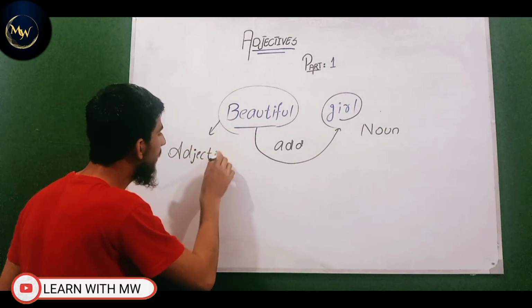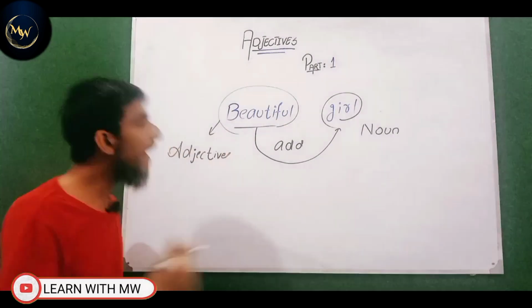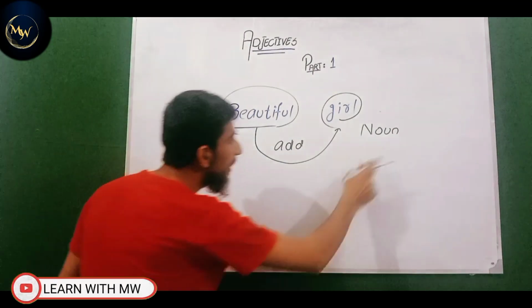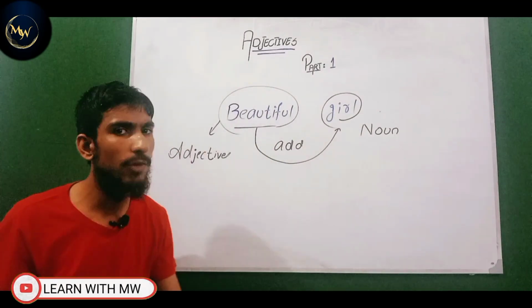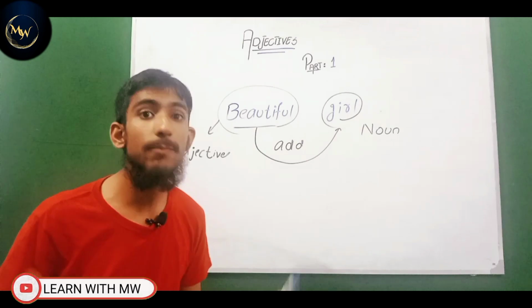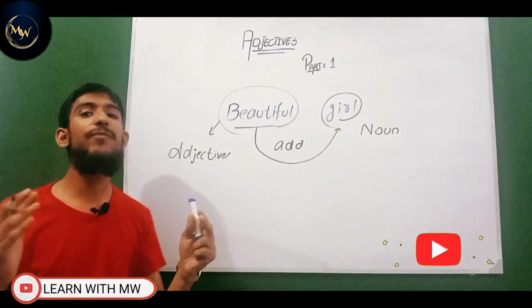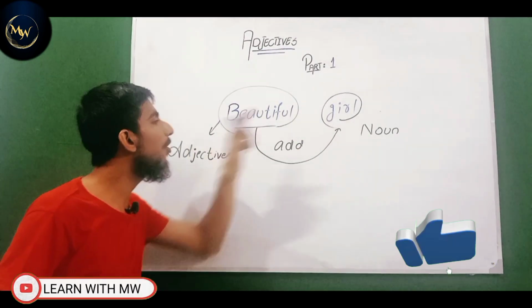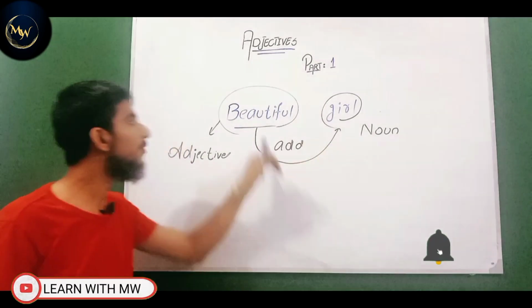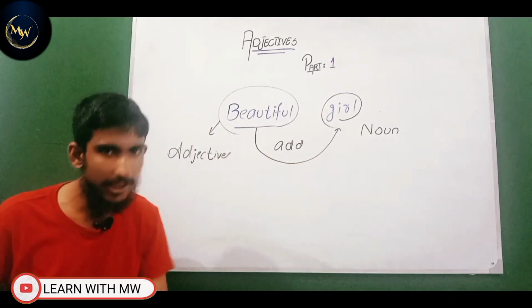What is it? It is adjective. Why is it an adjective? Because it adds meaning to a noun. Girl is a simple word. It's a noun, a naming word. It's a name, girl. But when we say beautiful girl, then that word beautiful adds meaning to a noun. That's why beautiful is an adjective in English grammar.